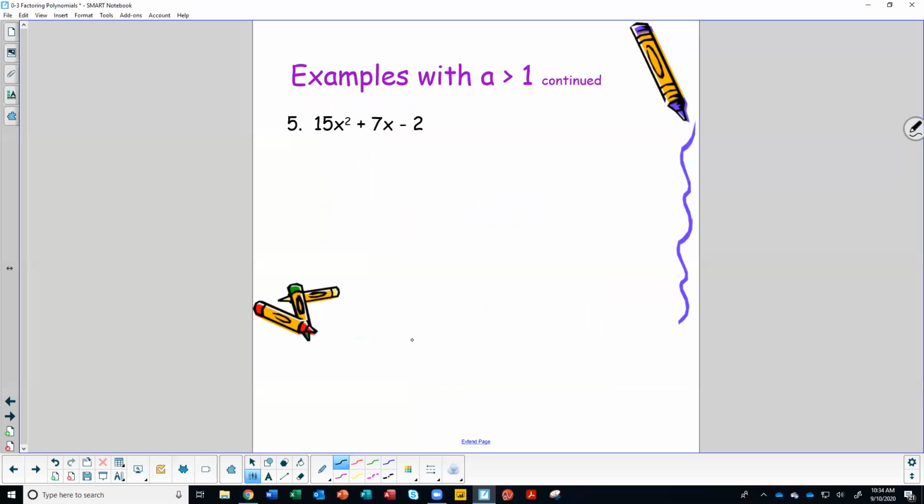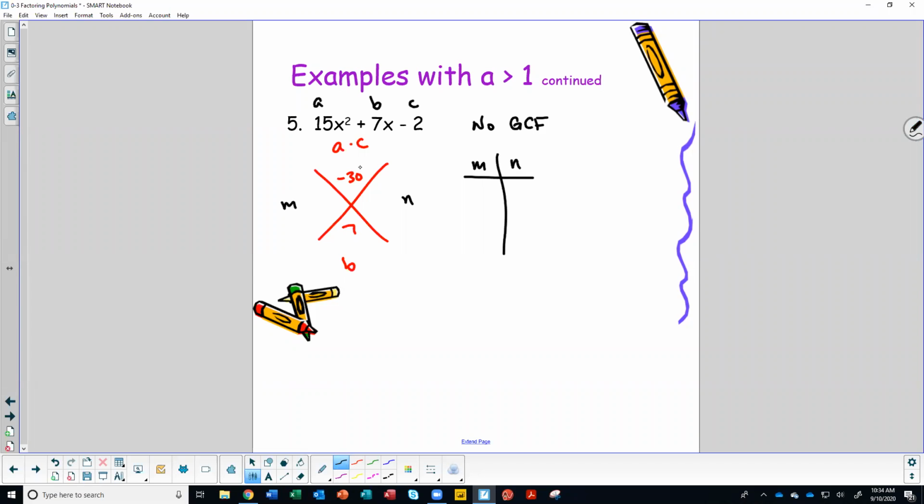Just to continue on, example 5. Here's my A, B, C. 2 cannot go into 7 or 15. There's no GCF here. So I can continue straight on. And so here's my X. A times C is 15 times -2, which is -30. My B is 7. It's positive. So now I'm going to look for M and N.